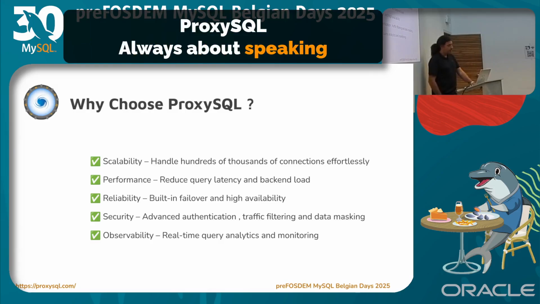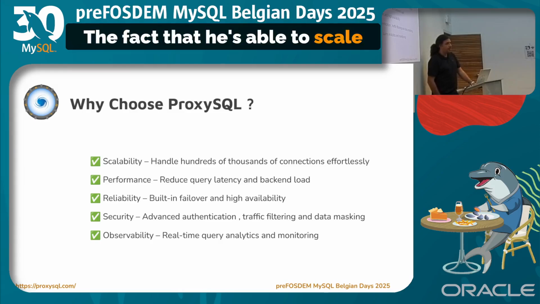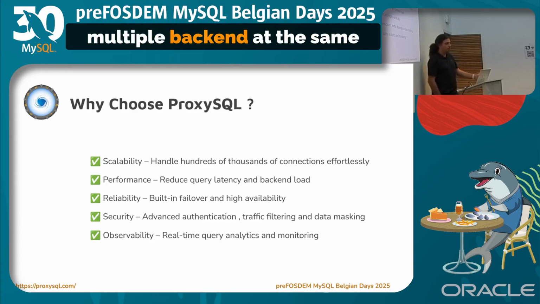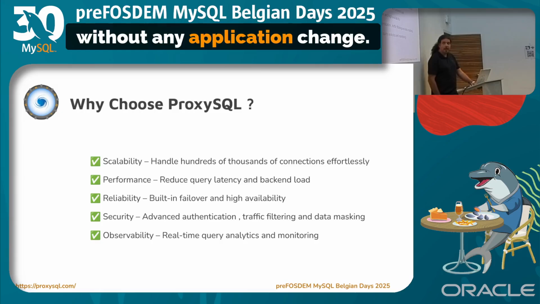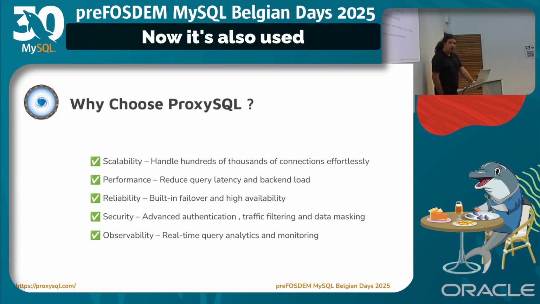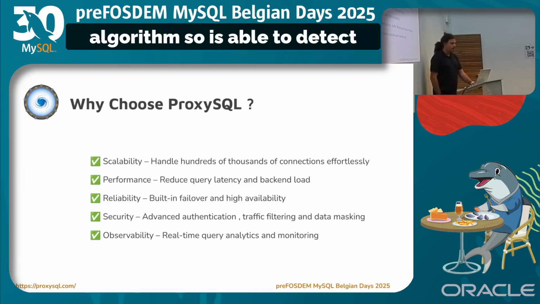Always speaking about performance, the fact that it's able to scale out and use multiple backend servers at the same time makes performance scale without any application change. Now, it's also used for reliability. In fact, it has a lot of algorithms that are able to detect when a backend server has failed, so it's automatically able to detect where to redirect the traffic once one of the backends has failed or the writer role has been migrated to a different server.